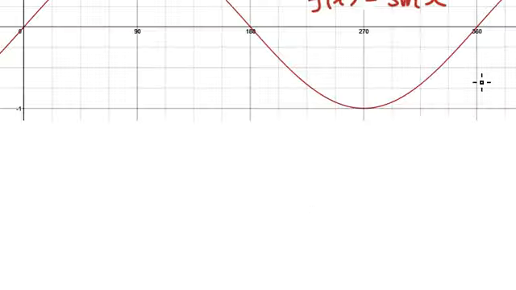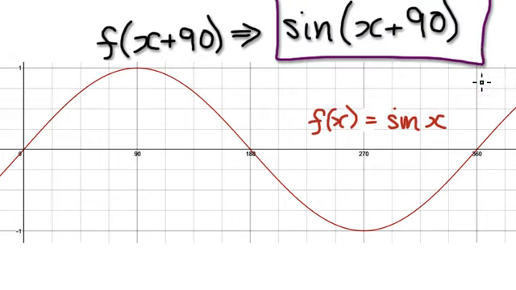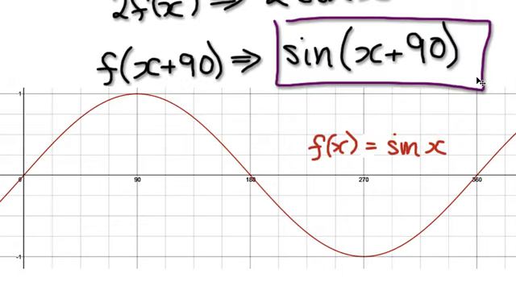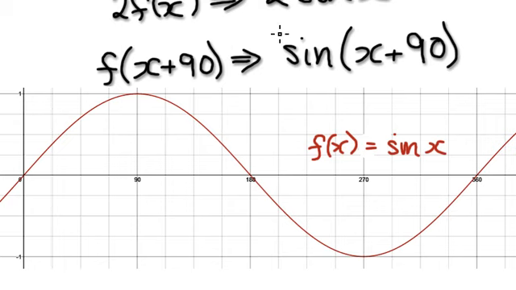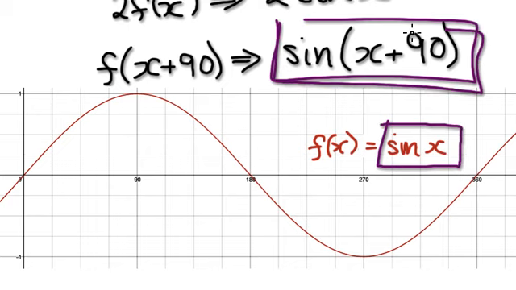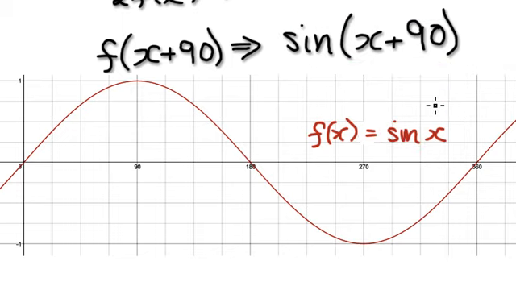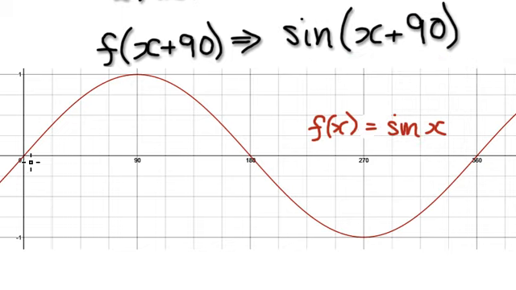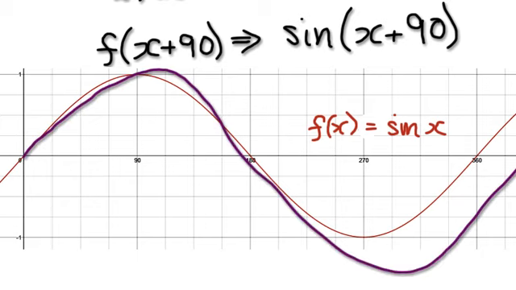So here, when given a function, bear with me. So we are going to investigate this function here. Well, we started off with sine of x. What happens when we have sine of x plus 90? So let's have a look at this. So this is our normal sine graph here.